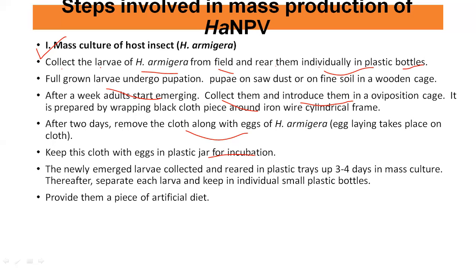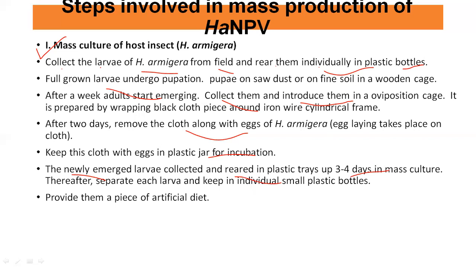त्याच्यानंतर जो ब्लॅक क्लॉथ आपण त्या oviposition cage मध्ये ठेवला होता त्याला कलेक्ट करायचं आणि एका प्लास्टिक जारमध्ये हॅचिंगसाठी इन्क्युबेशन चेंबरमध्ये ठेवायचं. After a few days, the newly emerged larvae need to be collected, ज्यामध्ये निघणाऱ्या नवीन अळ्या आपल्याला कलेक्ट करायच्या आहेत आणि त्यांना परत plastic tray मध्ये 3 to 4 days पर्यंत mass culturing साठी रेअर करायचं. आपल्याला अति प्रमाणात त्याचं संगोपन करायचं आहे, त्याचे खूप सारे लार्वा आपल्याला रेअर करायचे आहेत.